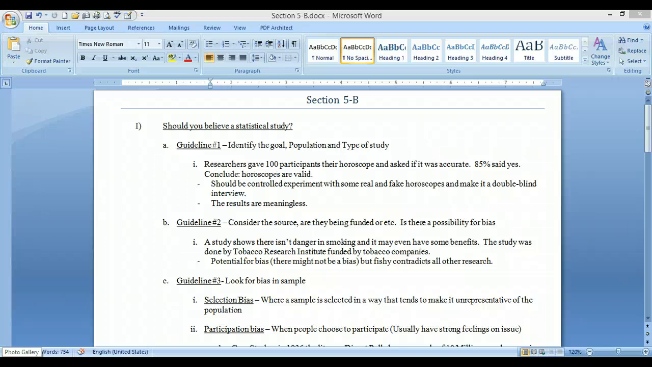Welcome to Section 5B. Should you believe a statistical study? We're going to go through 8 different guidelines on whether you should or shouldn't. Guideline number 1, identify the goal, the population, and the type of study.